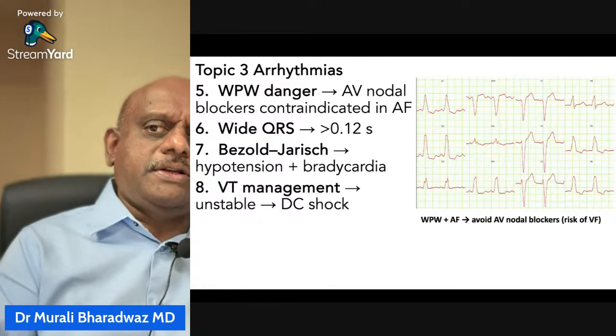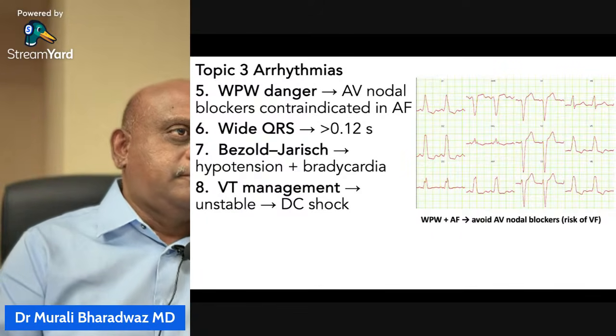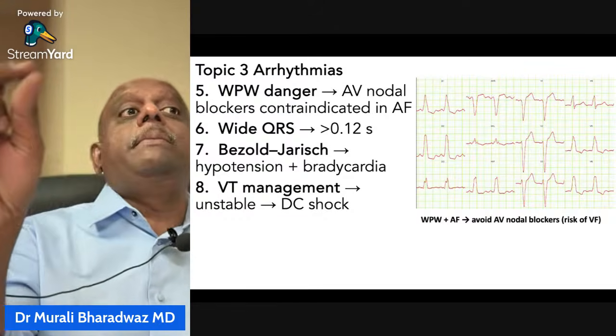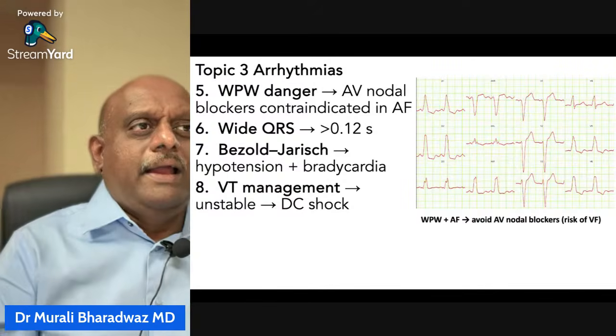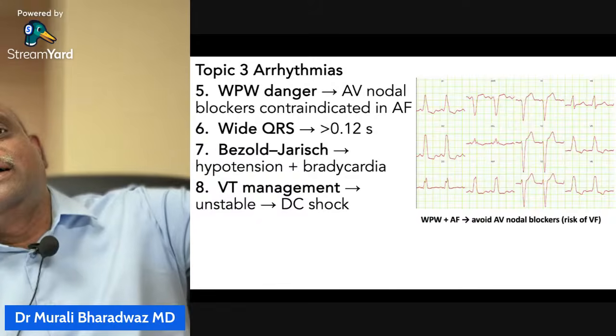Whenever atrial fibrillation is there, what do we give? We give digoxin. Why? Because digoxin has a parasympathomimetic effect. Because of that, the AV node gets blocked, and that prevents the atrial fibrillation from going into the ventricle.